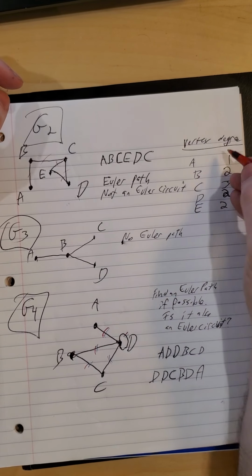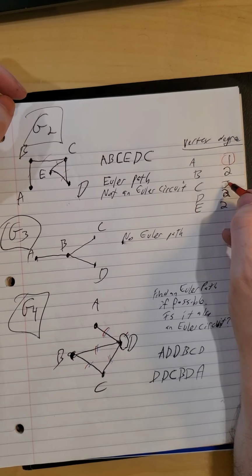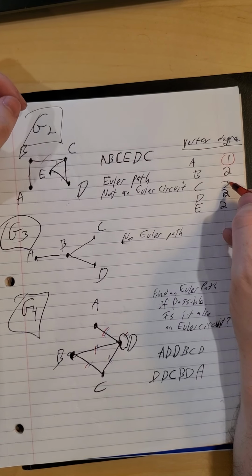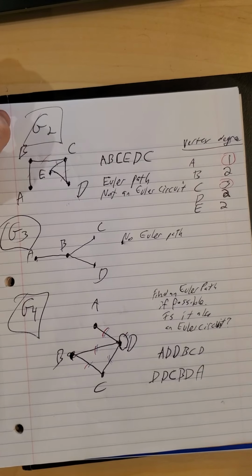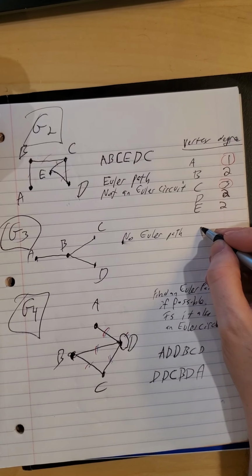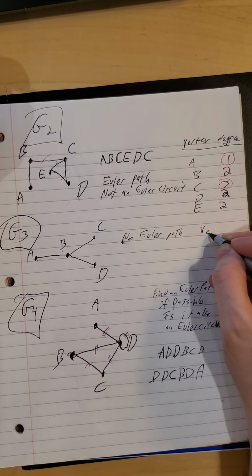and notice that our path began on an odd degree, ended on an odd degree, but we were unable to find a circuit. Hopefully you did graph 3 already.